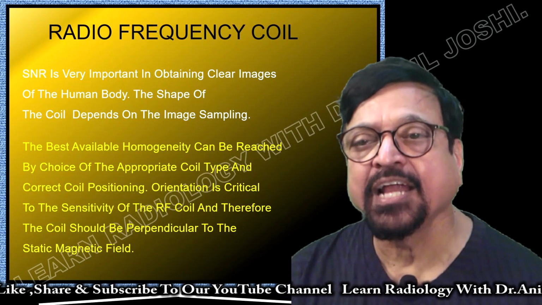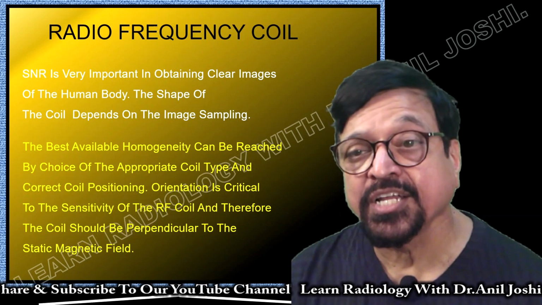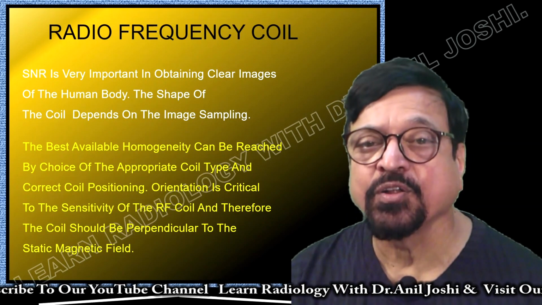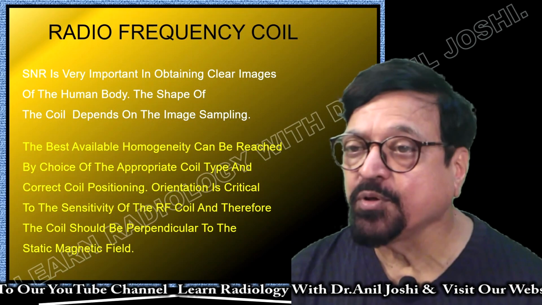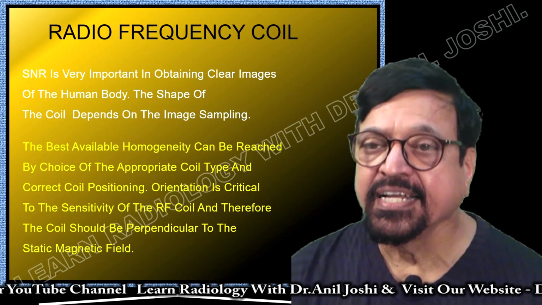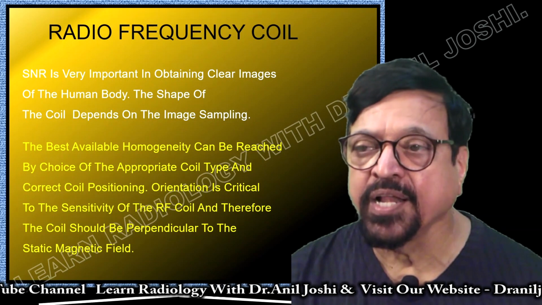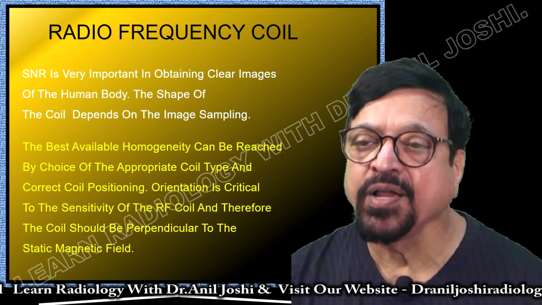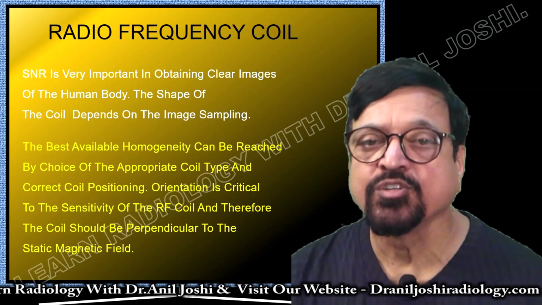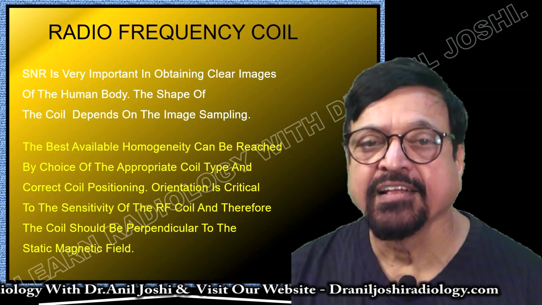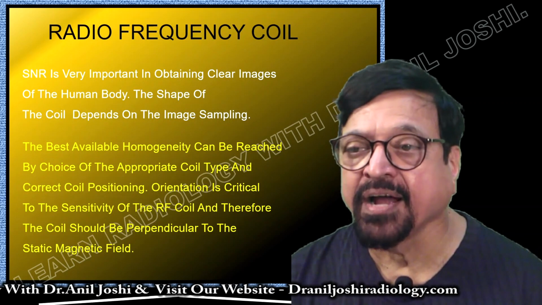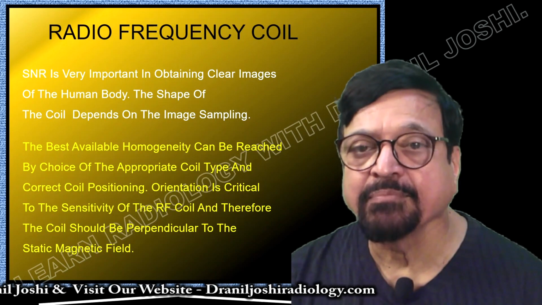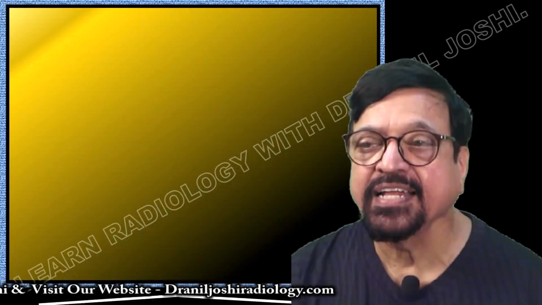It should be designed according to the anatomical location or the position or the structure of the organ you are scanning with MRI. The best available homogeneity can be reached by choice of the appropriate coil type and correct coil positions. Both are important, type of coil and position of coil, so that there will be proper contact and less distance from the anatomical part, and the coil should be perpendicular to the static magnetic field. So that also you have to take care of.